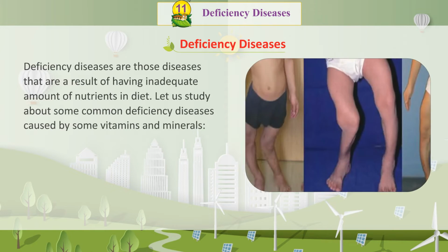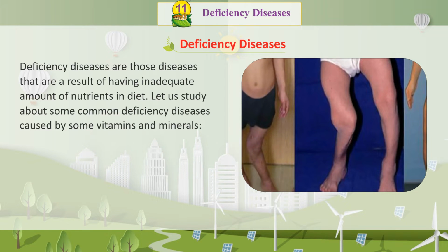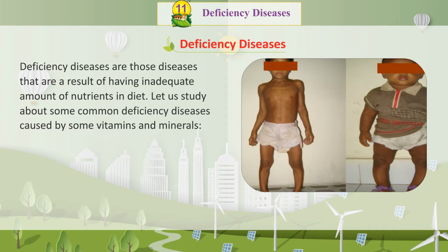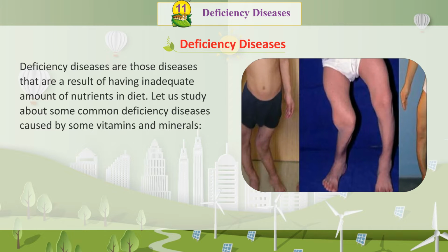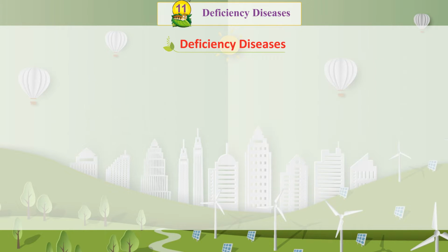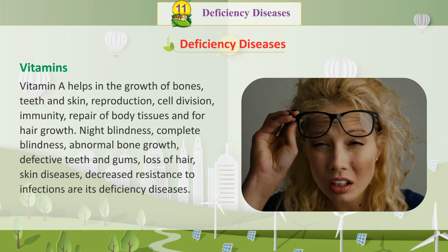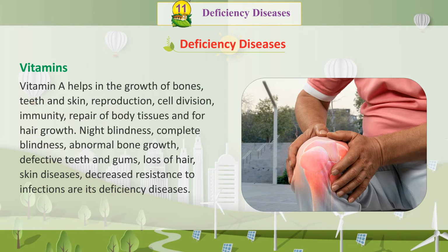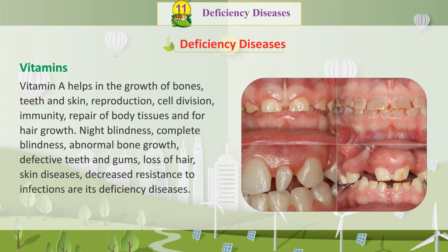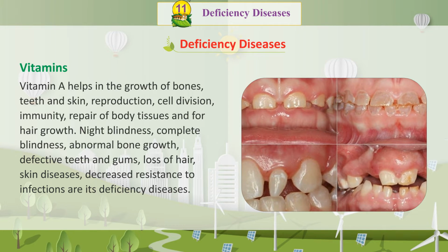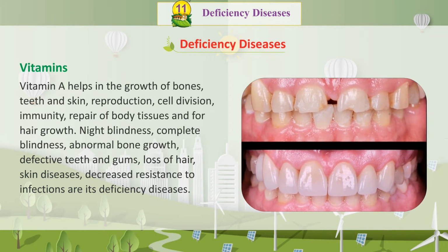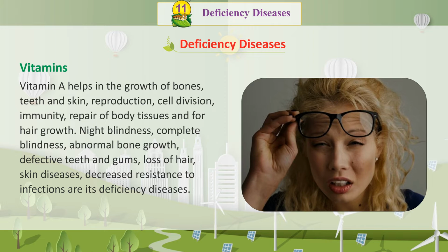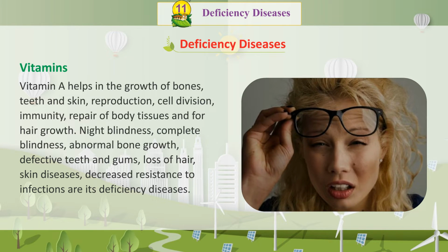Deficiency diseases. Deficiency diseases are those diseases that are a result of having inadequate amount of nutrients in diet. Let us study about some common deficiency diseases caused by some vitamins and minerals. Vitamins. Vitamin A helps in the growth of bones, teeth, and skin, reproduction, cell division, immunity, repair of body tissues, and for hair growth. Night blindness, complete blindness, abnormal bone growth, defective teeth and gums, loss of hair, skin diseases, decreased resistance to infections are the deficiency diseases.